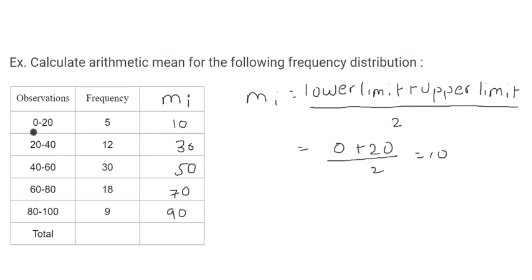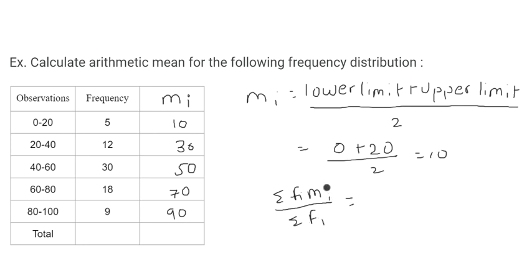If you see, the difference between 0 and 20 is 20. The same difference lies in m1, m2, m3 and so on, that is 10, 30, 50, 70, 90. Okay. So the formula for arithmetic mean for continuous frequency distribution is summation of fi mi divided by summation of fi.